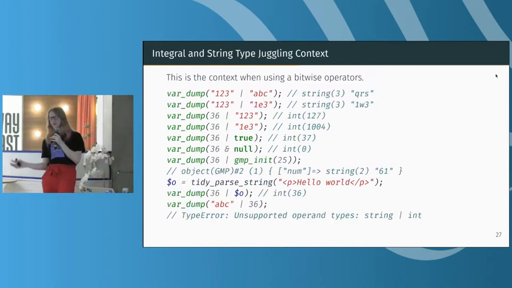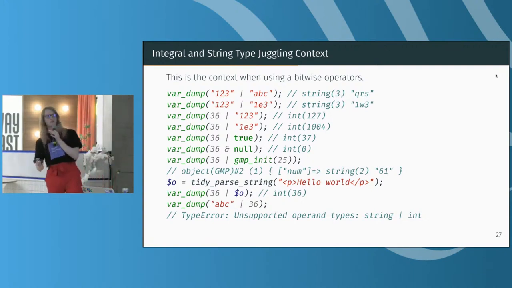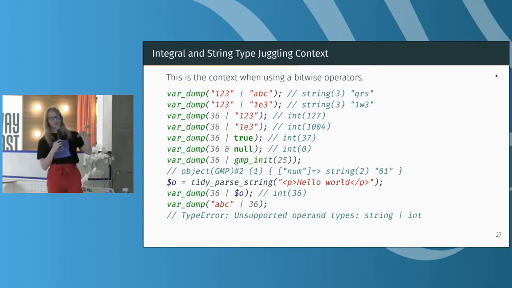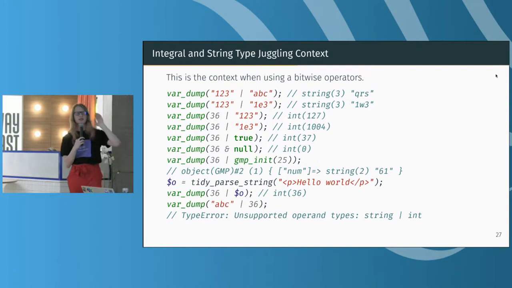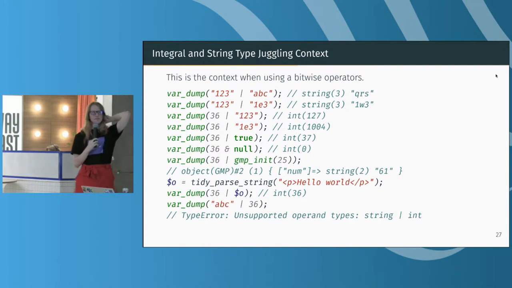The integral and string type juggling context is kind of weird because I don't know how many of you use bitwise operators on a daily basis, except for setting parameters like curl options or other stuff, which are normally just integers. But you can actually do it on strings, where it does a byte-wise, bitwise operation, and this gives you different things. So apparently the union of "123" and "abc" as a bitwise OR gives you "qrs". "123" and "1e3" gives you "1w3".